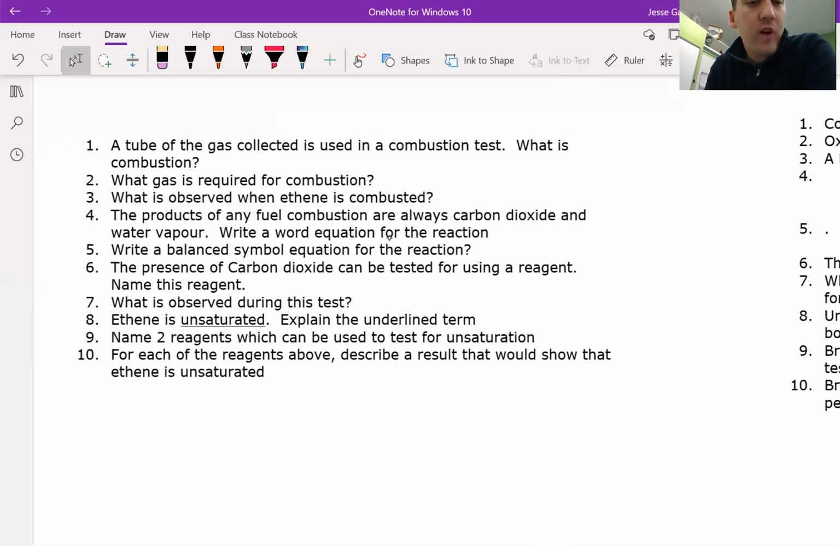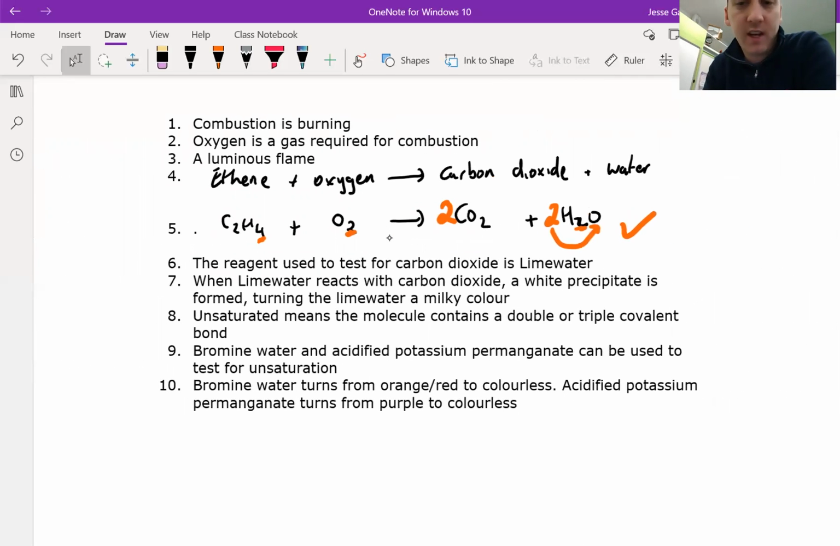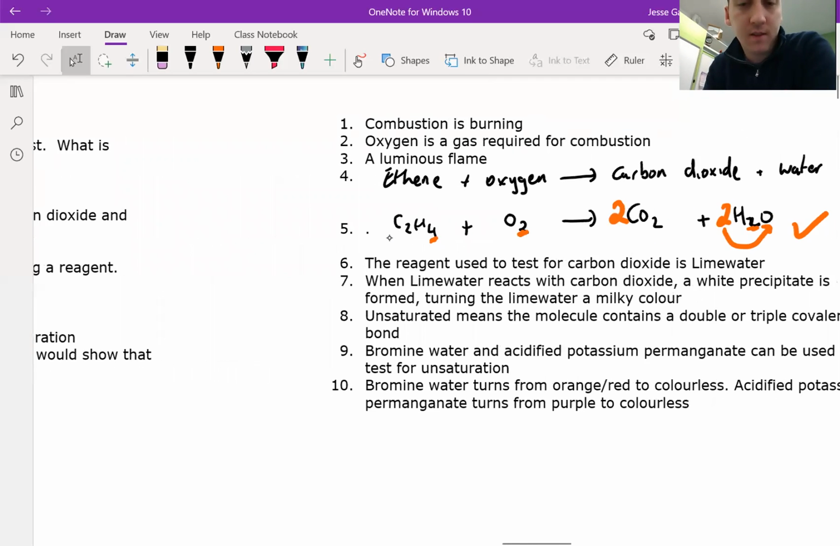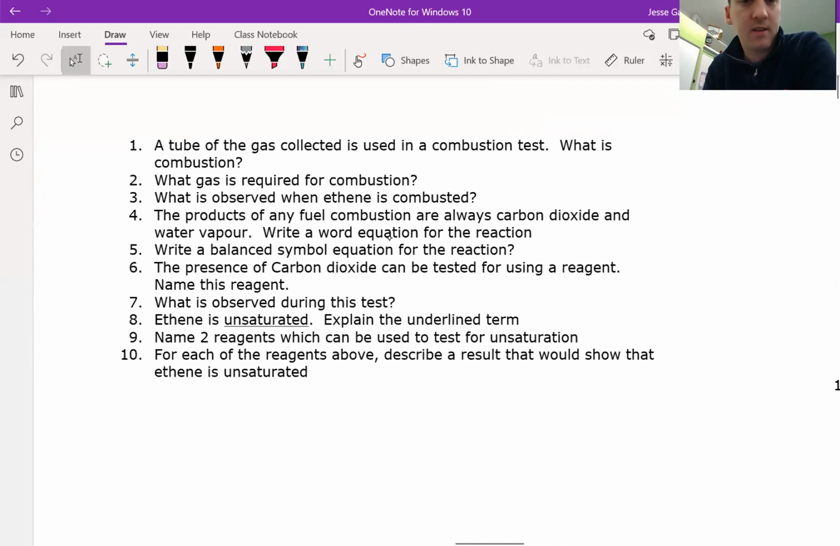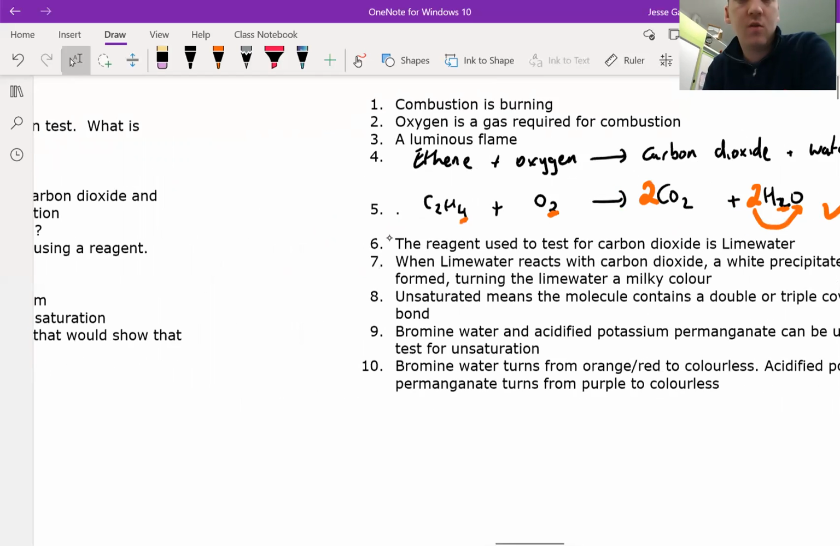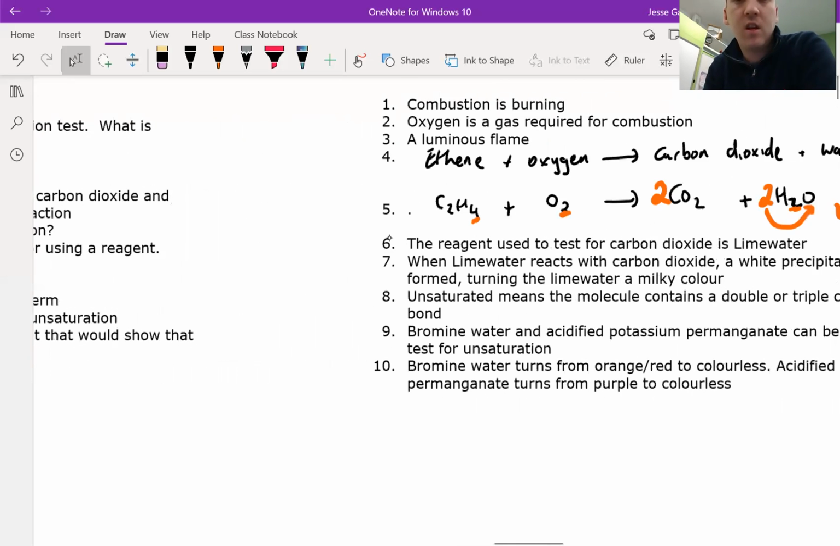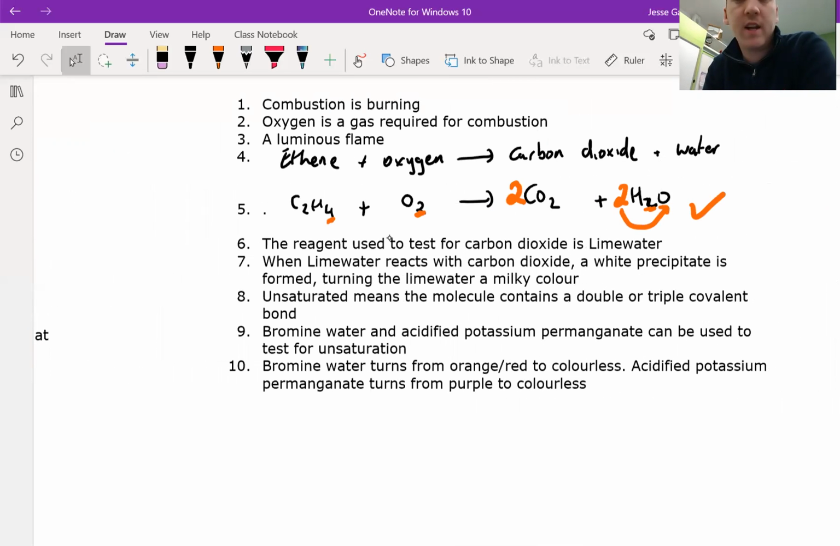Number 8, ethene is unsaturated. Explain the underlying term. Unsaturated means the molecule contains a double or triple covalent bond. That's what unsaturated means. Name 2 reagents that can be used to test for unsaturation. Bromine water and acidified potassium permanganate are the 2 reagents. And for each of the reagents above, describe a result that will show that ethene is unsaturated. Well, bromine water turns from orange-red to colorless, and acidified potassium permanganate turns from purple to colorless.